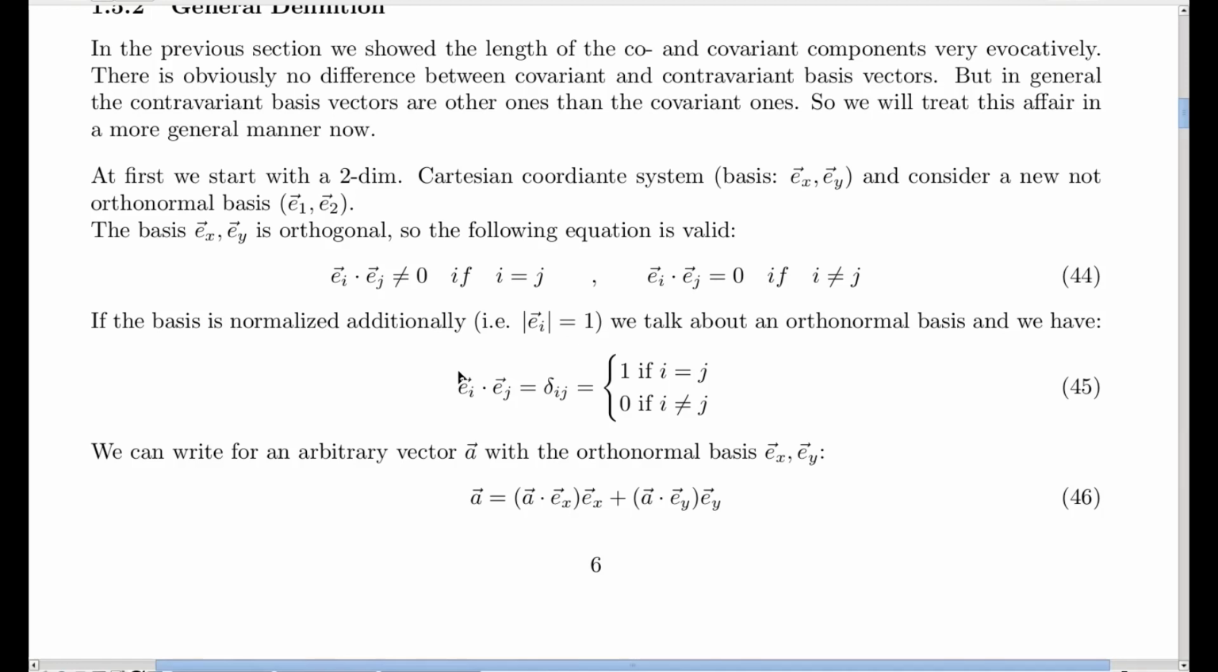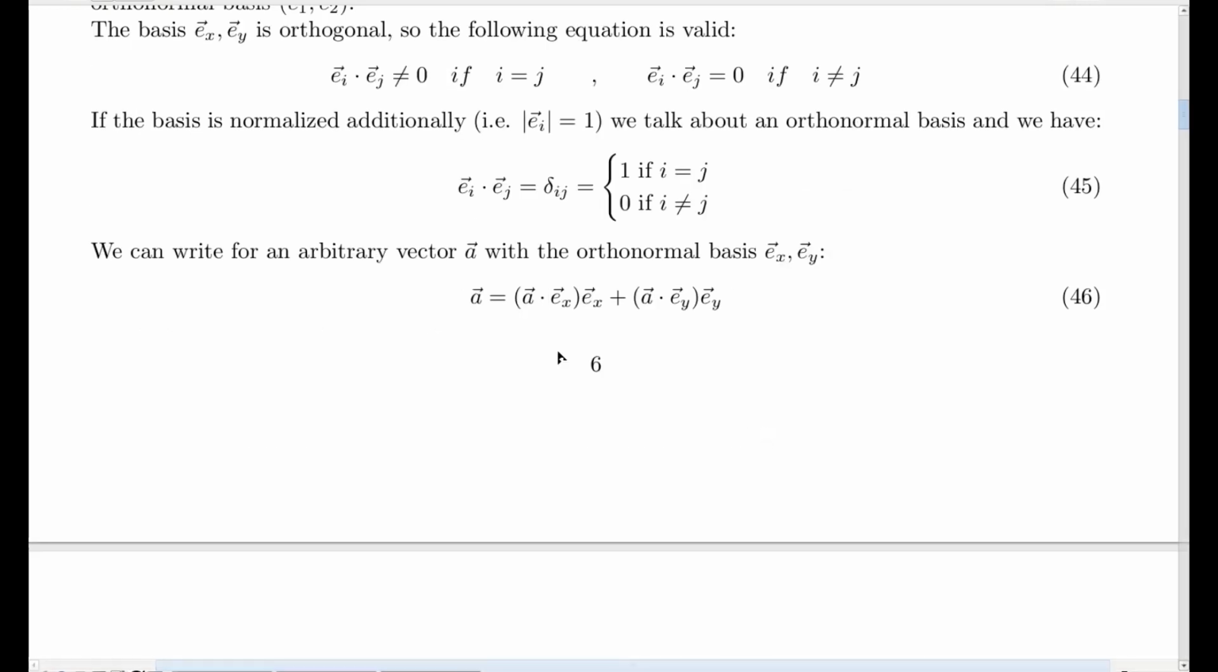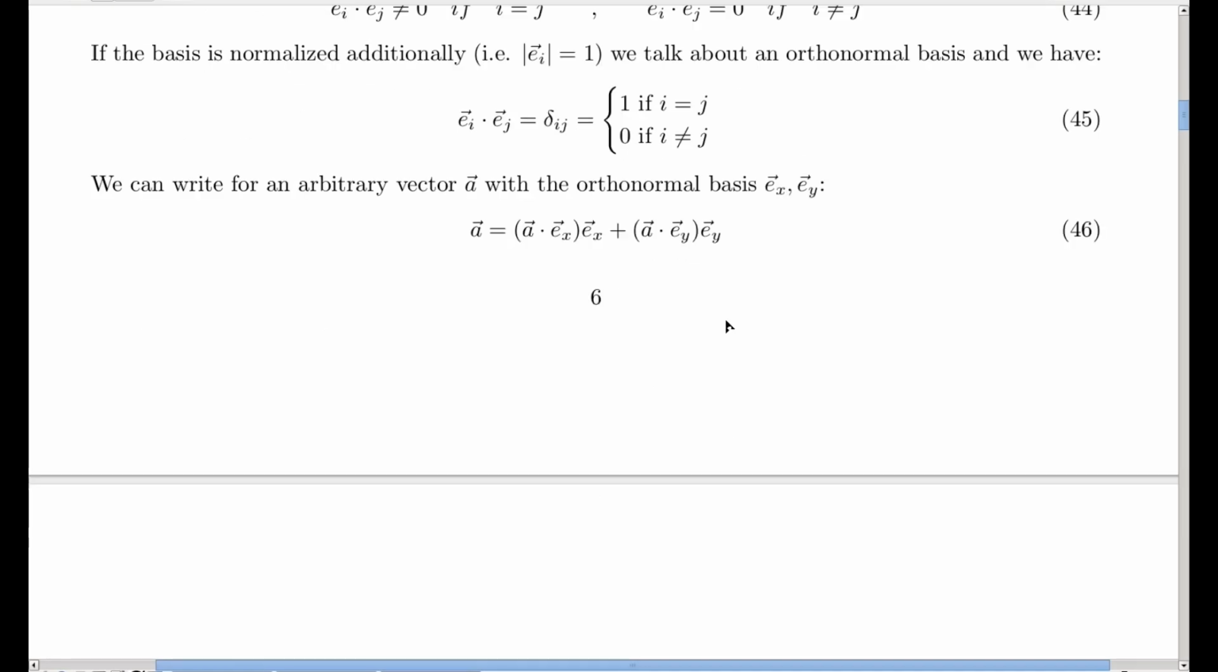So for an arbitrary vector A with the orthonormal basis Ex, Ey, we can write this. If we make a scalar product of the vector A and the basis vector Ex, then that means we project the x component of A here, and so we have here the x component multiplied by the basis vector, and the same for the second coordinate.